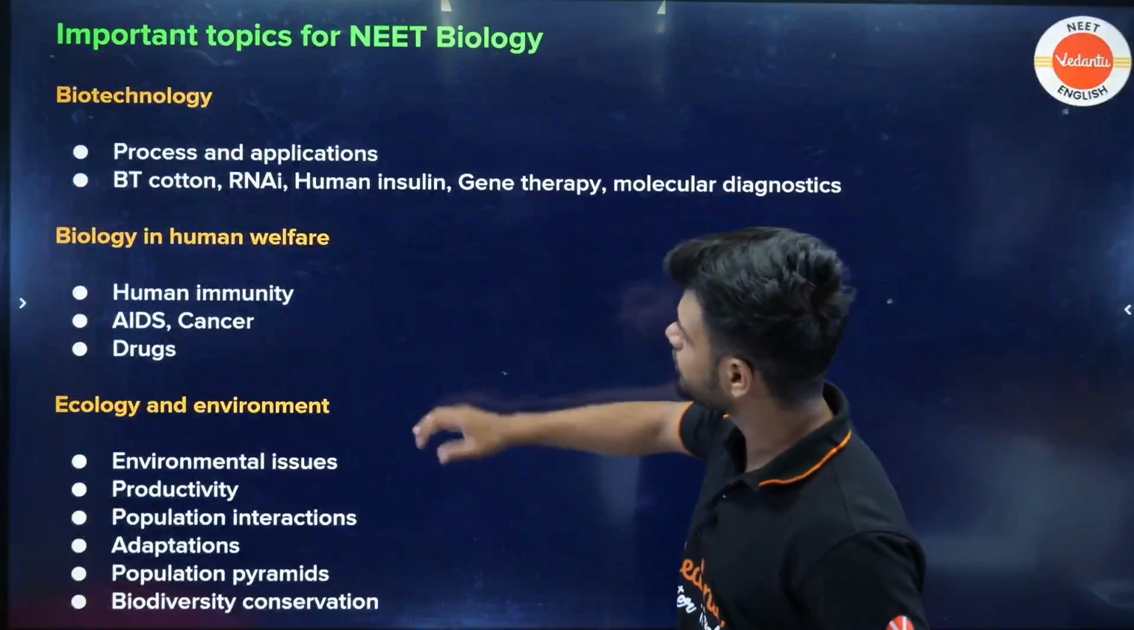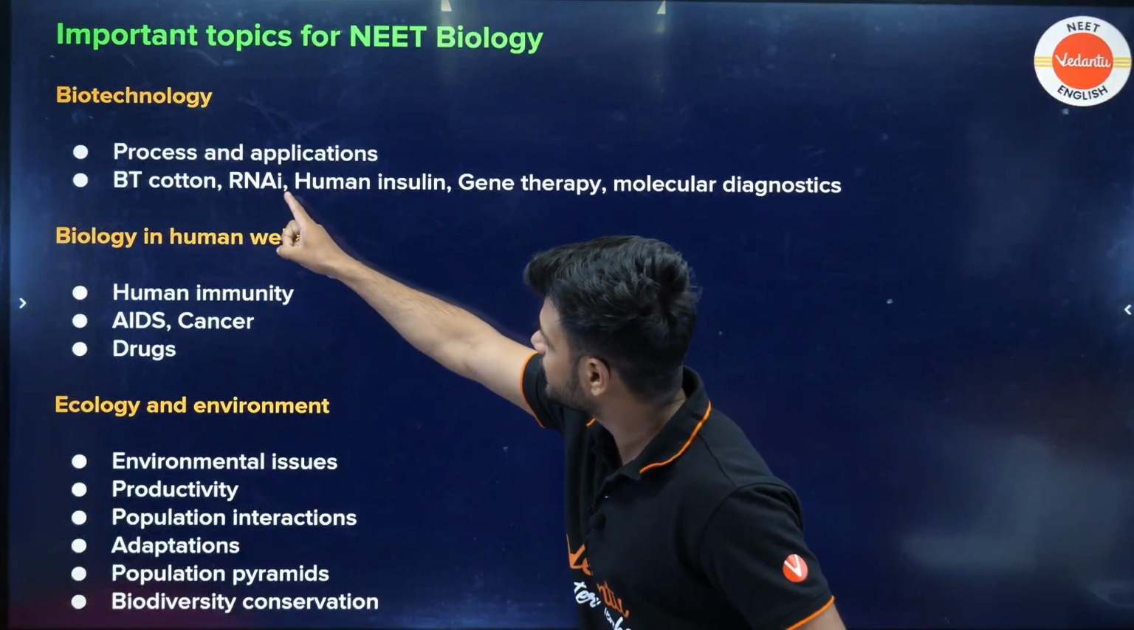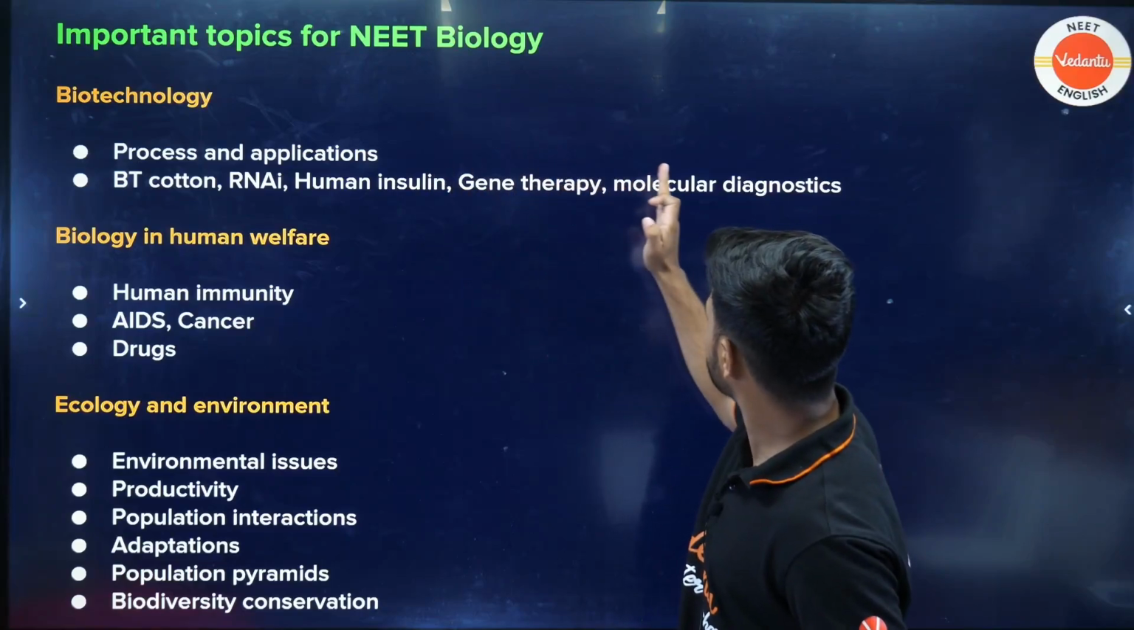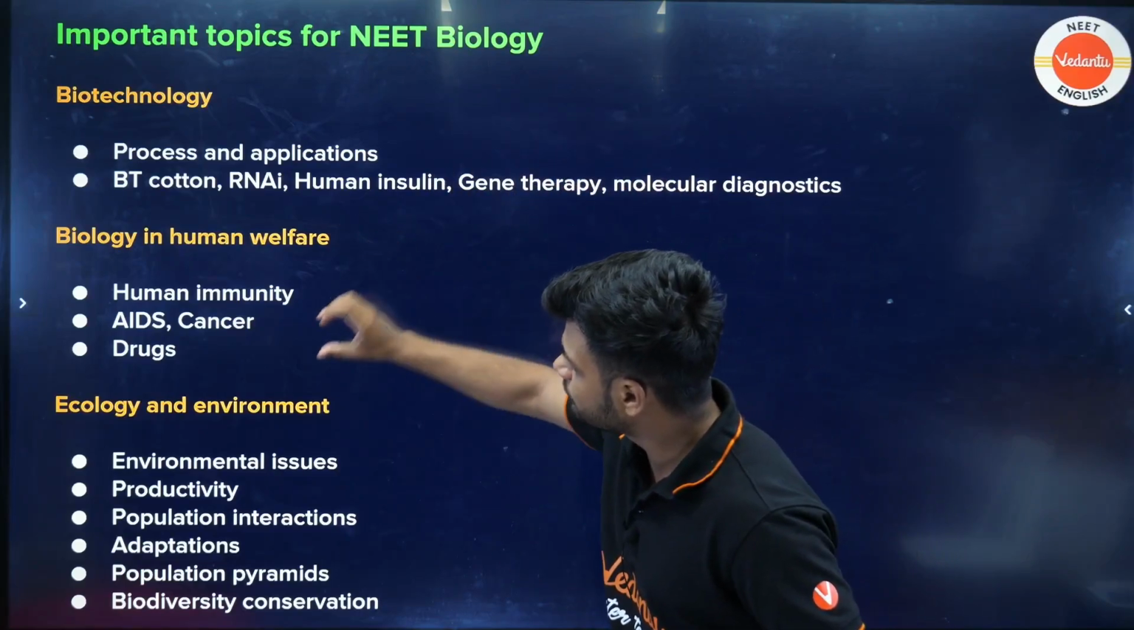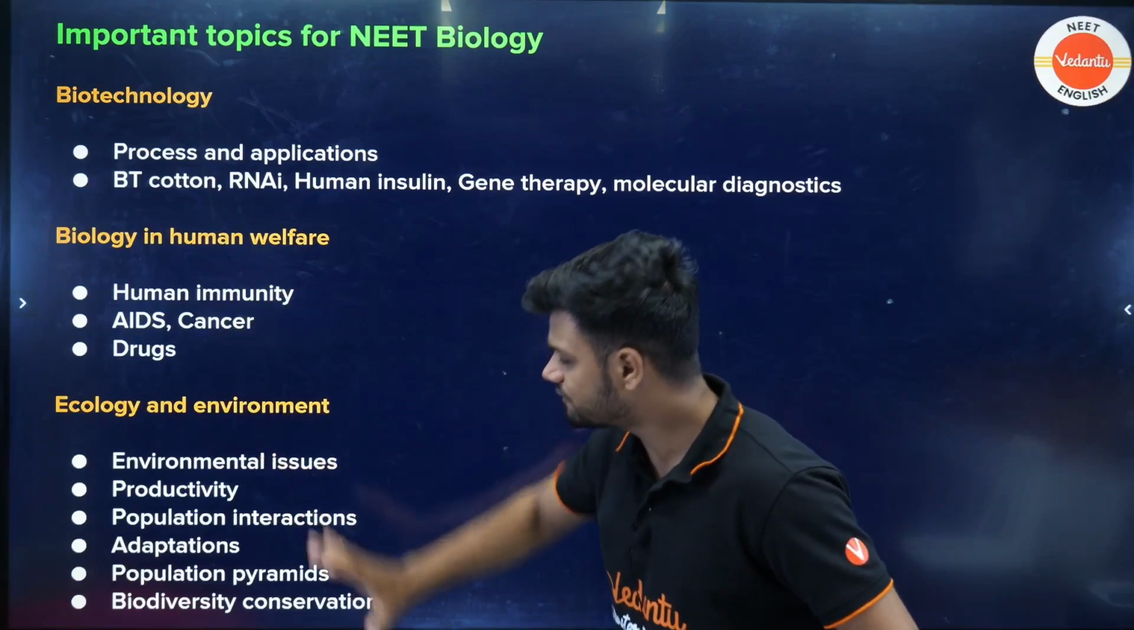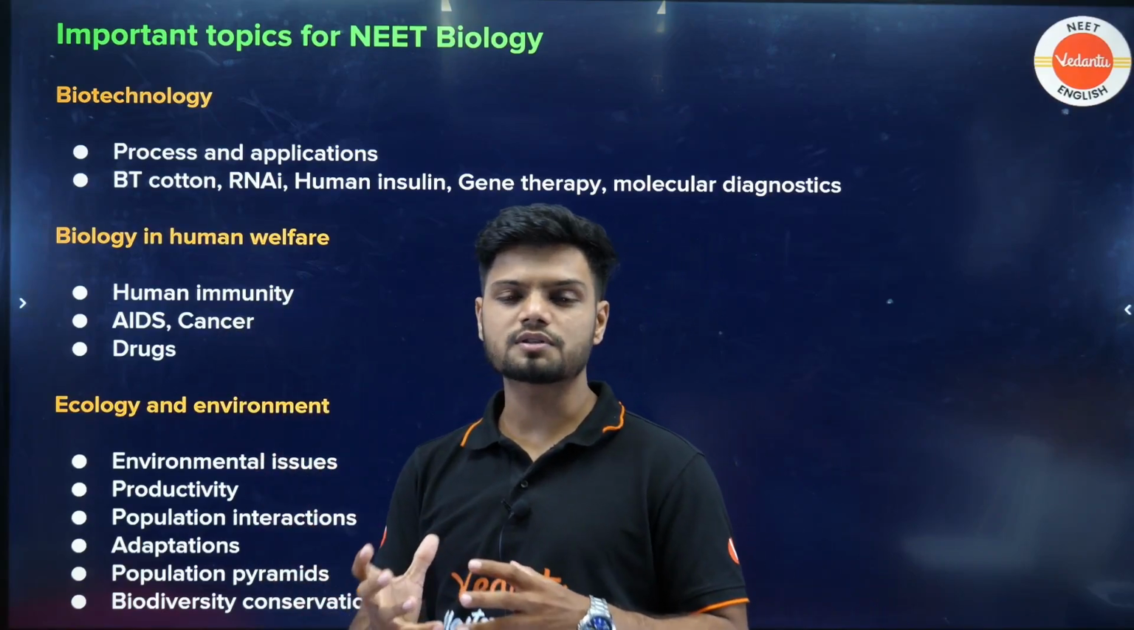Then when it comes to biotechnology: your Bt cotton, RNA interference and human insulin, gene therapy, molecular diagnosis. In human welfare, it's going to be AIDS, cancer and drugs. And finally, the ecology. When it comes to ecology, it's a little tricky.